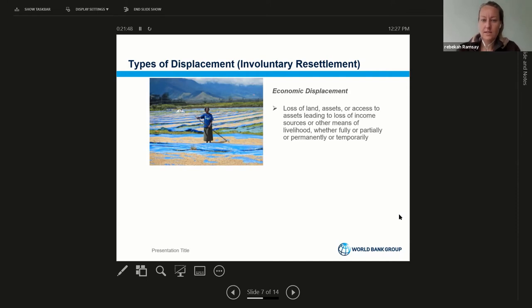And that is where you've got some form of activity that is happening on the land that the project would like to use, that is contributing towards someone's livelihoods. So for example, in this picture here, it looks like we've got someone who is using the land for farming. It looks like they've got some rice or some wheat drying out on the land. If this piece of land was being proposed to be used for a project, then what we can see here is that this worker is going to be economically displaced. It means that she is not going to be able to continue her economic activity in this site.